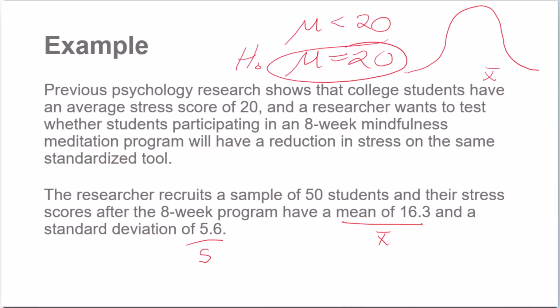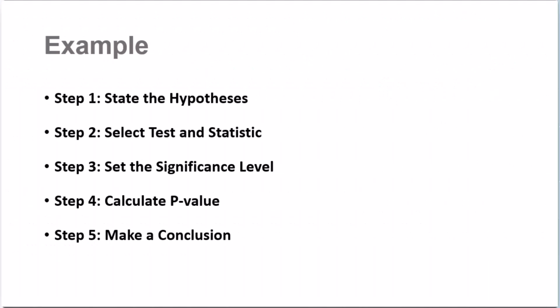It's lower than expected, right? Because 20 would be the expected value of our sample mean if the population mean is 20. It's lower than that, 16.3, but how much lower? Is it way over in the tail, or just to the left of the peak? So here again are our steps. We have already stated the hypotheses. Our claim is that mu is less than 20, and the null hypothesis is mu equals 20.